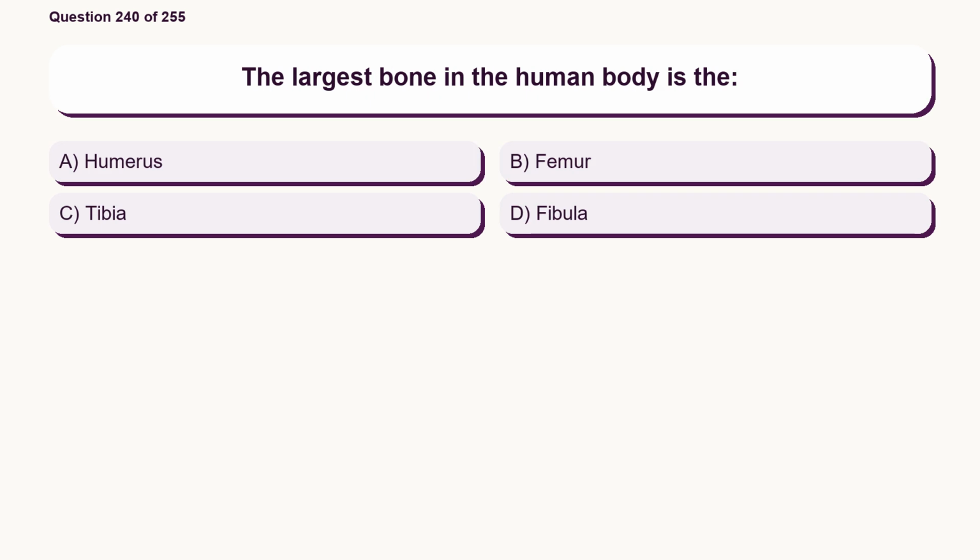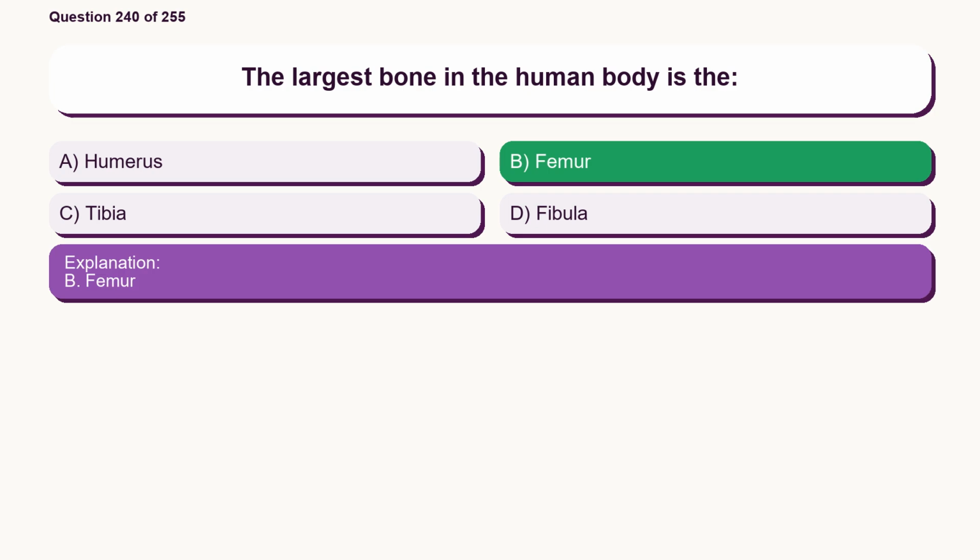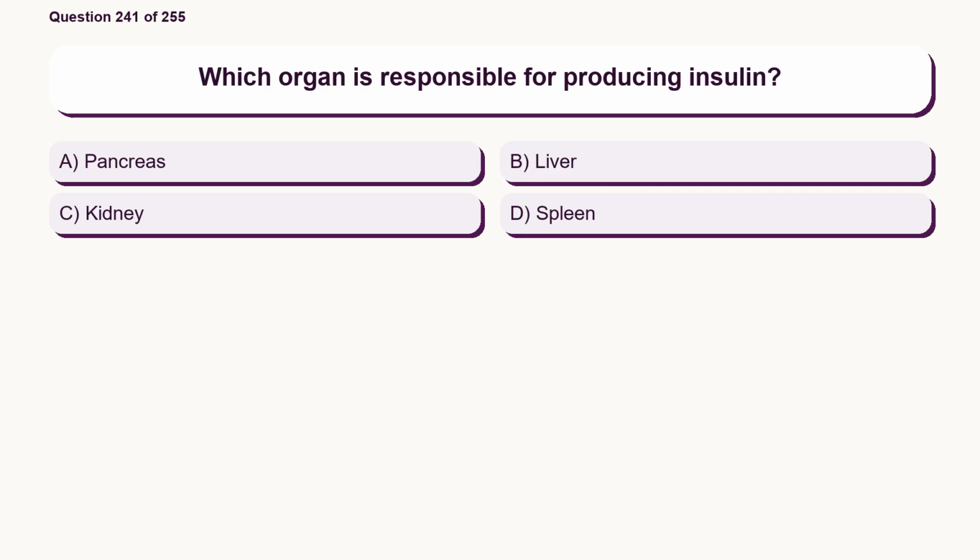The largest bone in the human body is the: Option A, humerus. Option B, femur. Option C, tibia. Option D, fibula. The correct answer is option B, femur. Question 241. Which organ is responsible for producing insulin?